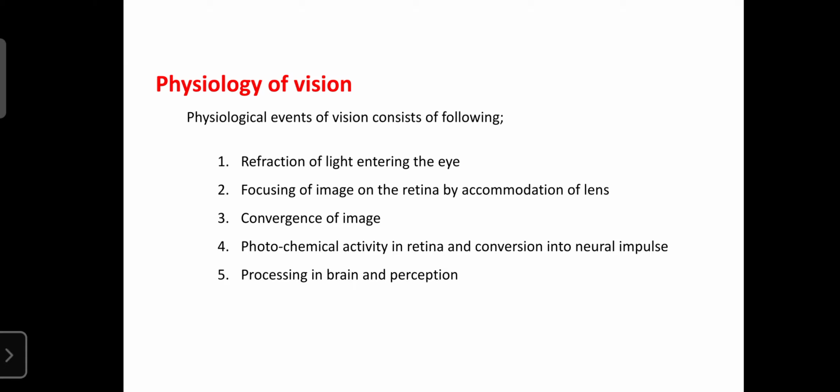So phase 4 and phase 5 are the processing in the brain and perception, that is the recognition of the image by the brain. Okay, so now we will learn about them one by one.